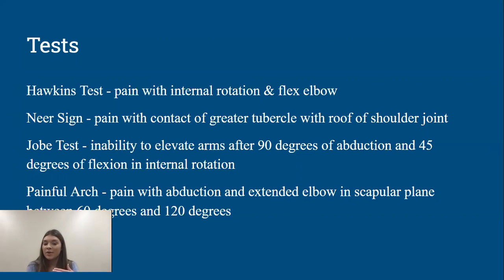There's also the Jobe test, which is where the individual will raise their arms in a frame of 90 degrees of abduction with 45 degrees of flexion in internal rotation. And then lastly, there is the painful arc test, which will highlight any pain during abduction with an extended elbow in the scapular plane between 60 degrees and 120 degrees.